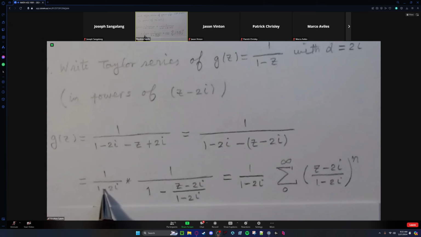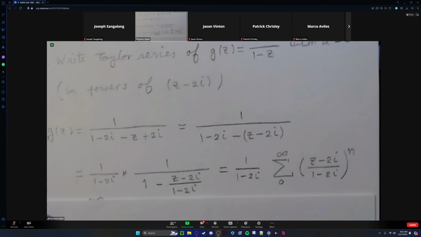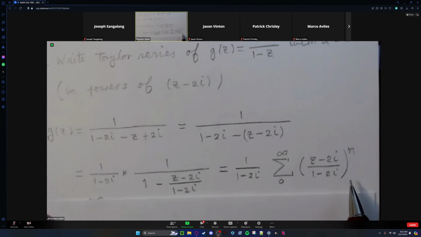This is a constant, is right here. And this part will be just this guy to the end, geometric series. And there is a fine point here. We can do this if and only if the modulus of this guy is less than 1.